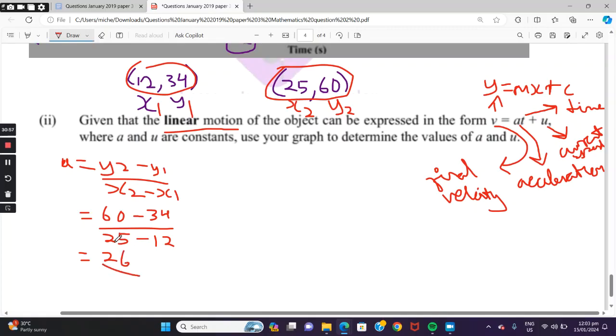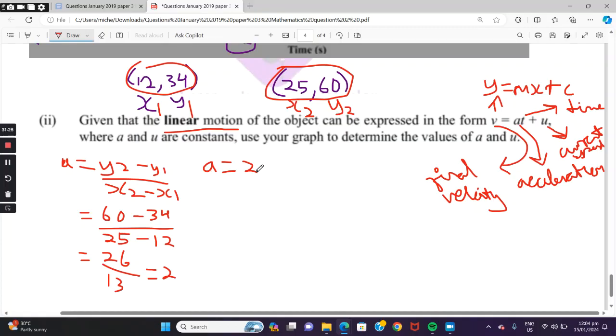Over, well, this is on paper, you can always put it in the calculator as well, right? Well, 26 divided by 13 is 2, because 13 multiplied by 2 gives you 26. So 13 is half of 26. So when you divide 26 by 13, you get 2. So the gradient is 2, or we say A is 2.